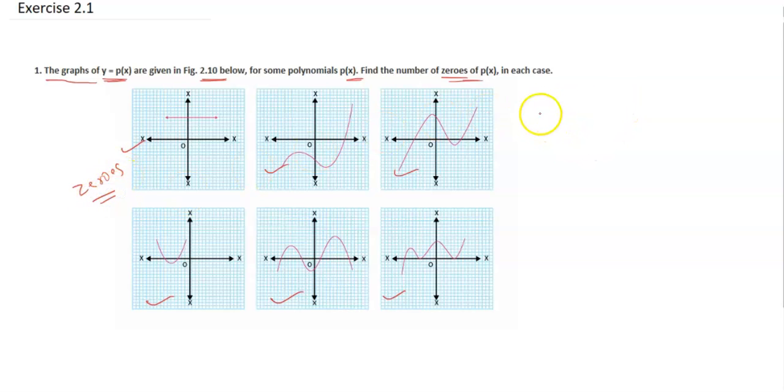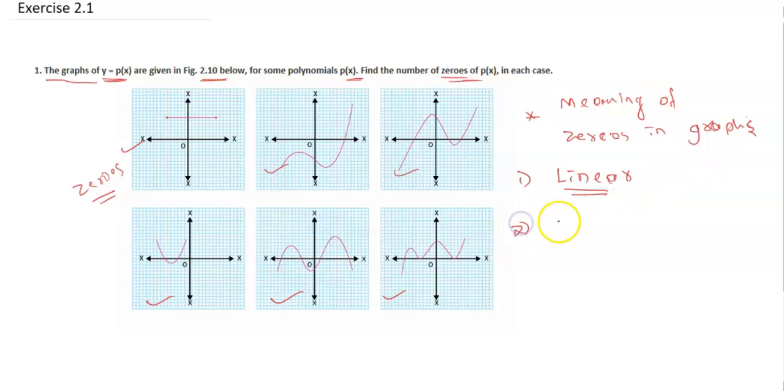We already studied the meaning of zeros in the graphical method, in graphs. We studied 3 important things here. We studied the meaning of zeros of a linear polynomial in graphs. We studied the meaning of zeros of a quadratic polynomial in graphs, and we also studied the meaning of zeros of a cubic polynomial in graphs.